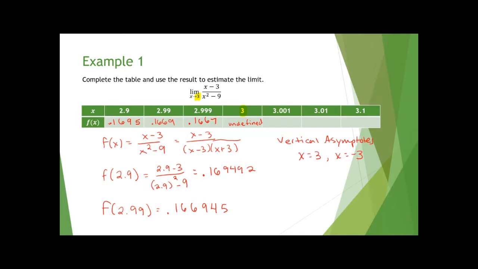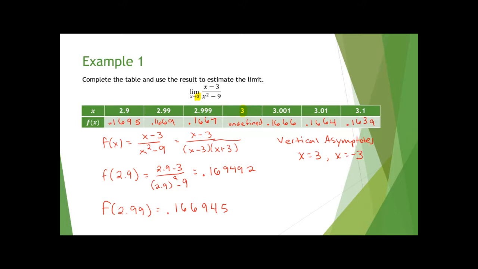Okay, so now I've got to finish my table, and I'm going to plug in 3.001, and that's 0.1666. Then 3.01, that's 0.1664. And then 3.1, that's 0.1639. So now I've filled in the table.